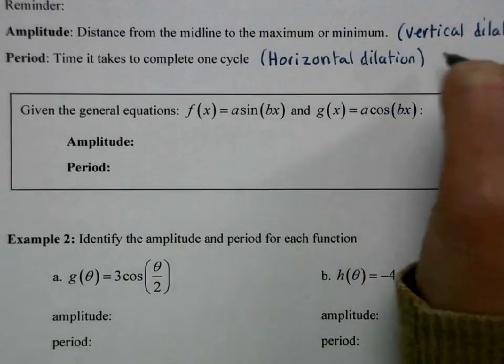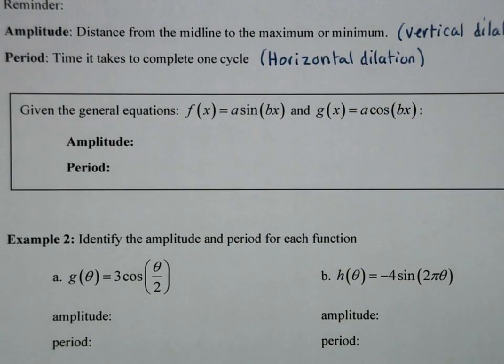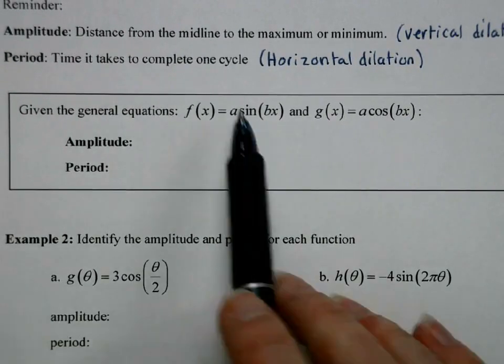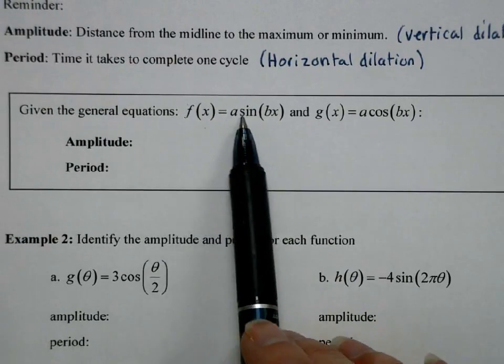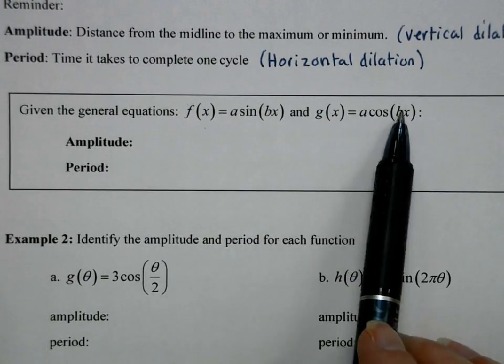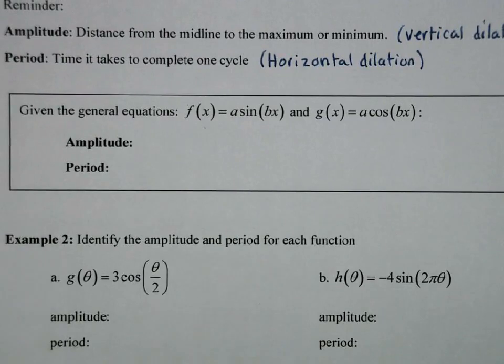Okay, if I apply a horizontal dilation, the period is going to get either shorter or longer, which is going to make the graph compress horizontally or expand horizontally. In our formula, f of x equals a sine bx and g of x equals a cosine bx, the same transformations we were talking about before are applied here.